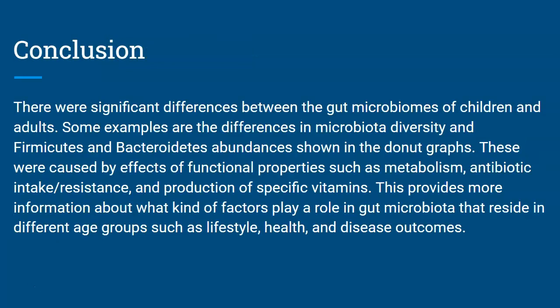In conclusion, there were significant differences between the gut microbiomes of children and adults. Some examples are the differences in microbiota diversity and the firmicutes and bacteroidetes abundances shown in the donut graphs. These were caused by effects of functional properties such as metabolism, antibiotic intake/resistance, and the production of specific vitamins. This provides more information about what kind of factors play a role in gut microbiota that reside in different age groups such as lifestyle, health, and disease outcomes.